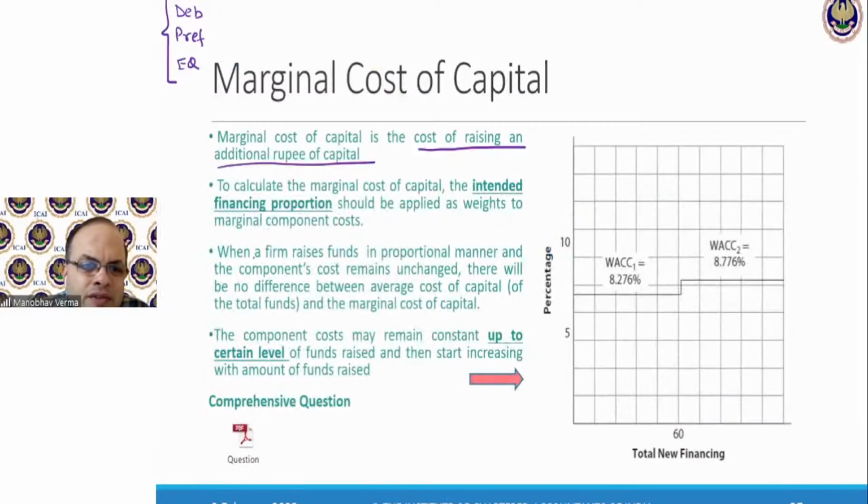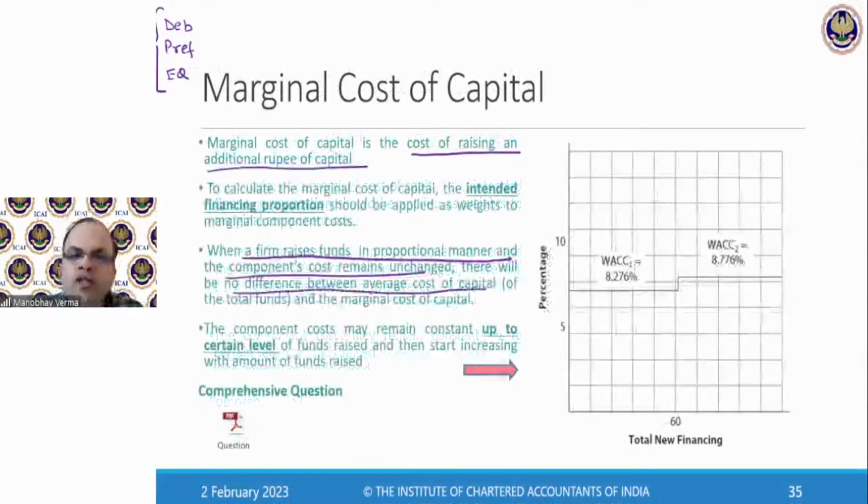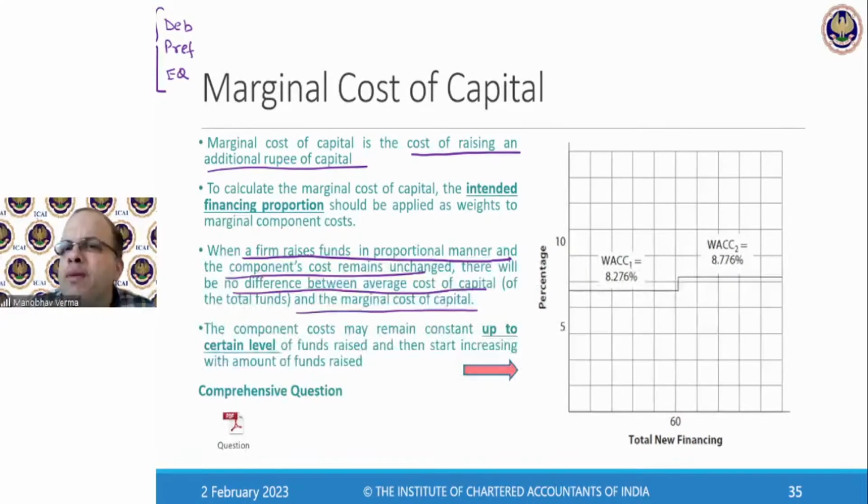When a firm raises the funds in a proportional manner and the component costs remain unchanged, there will be no difference between the average cost of capital and the marginal cost of capital. The reason is, if you're not issuing new equity, because generally new equity carries the flotation cost, and you're raising the funds proportionally with costs unchanged, there is no change in marginal cost. Whatever is your WACC is your marginal cost, guys. But the only problem is that this will be true only till a particular level.